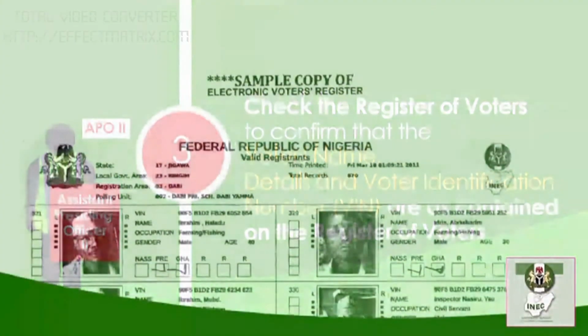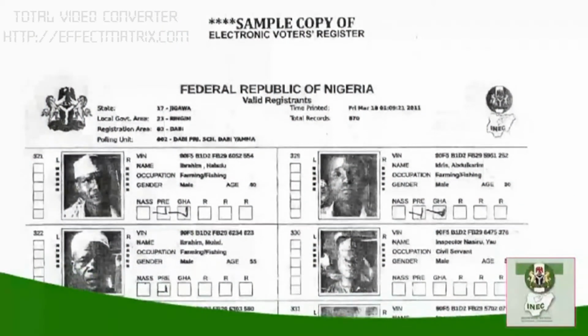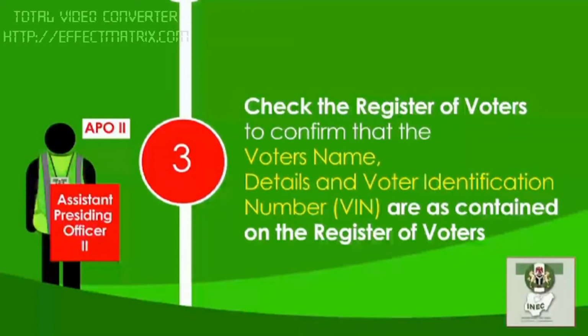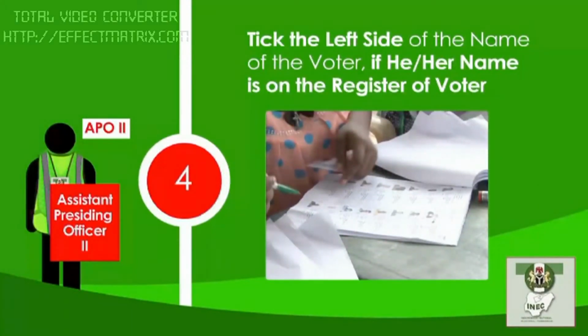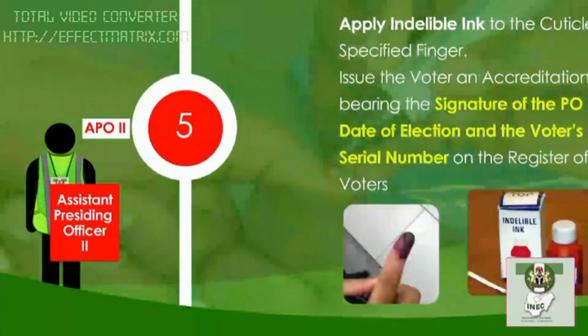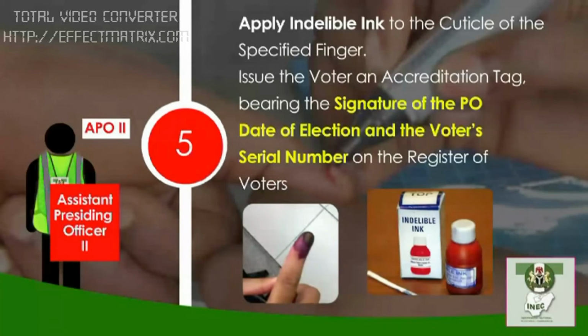Check to confirm that the voter's name and other details, including the voter identification number, VIN, are as they appear in the register of voters. Tick the left side of the name of the voter if his or her name is on the register of voters. Apply indelible ink to the cuticle of the specified finger on the voter's left hand and issue him or her with an accreditation tag bearing the signature of the presiding officer, PO, or the assistant presiding officer, APO2, as may be delegated by the PO, date of election and the voter's serial number on the register of voters.